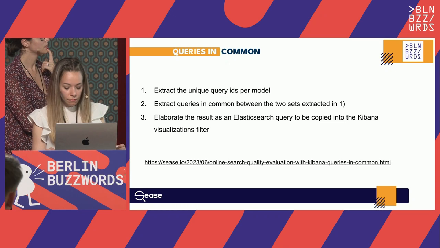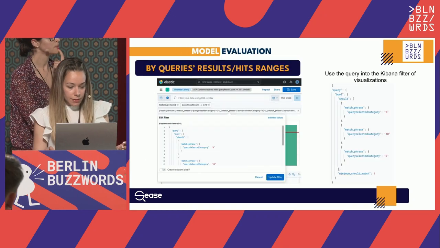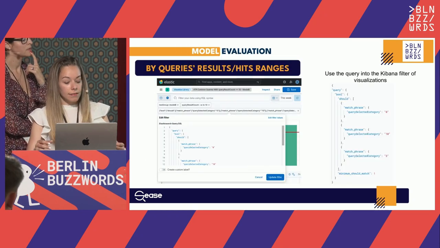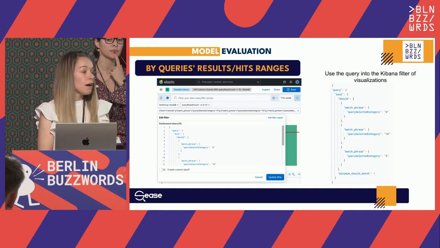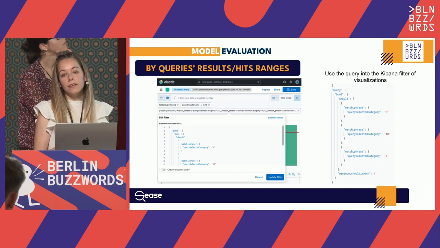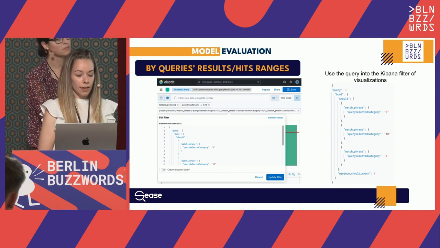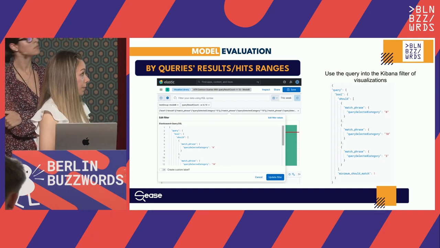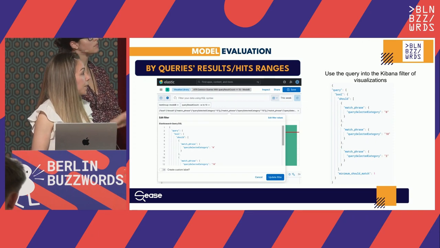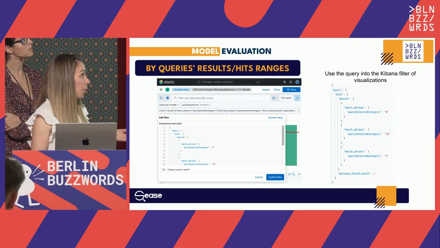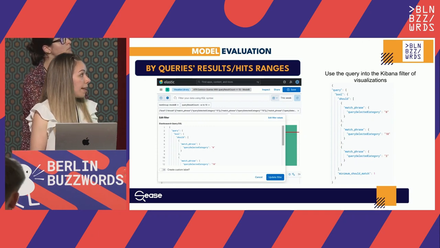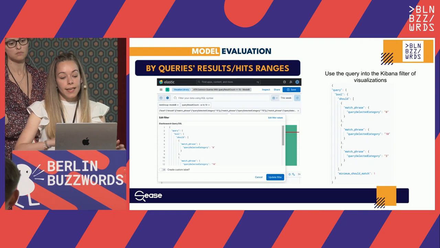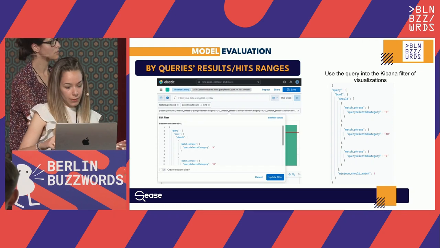And the nice thing you can do in Kibana is that you can use this list of query IDs as a filter for the interactions you are going to use for the evaluation. And therefore, we add this as a Boolean query in the filter at the top of the plot, just passing the IDs we would like to consider for this evaluation.